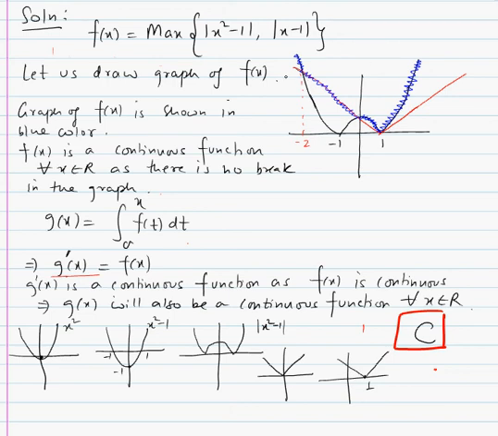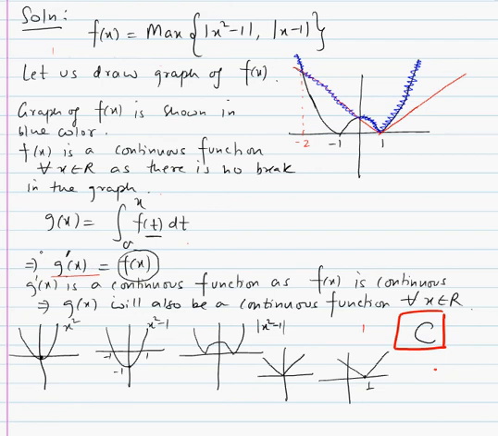Now you can see from this graph that f(x) is a continuous function, and g(x) is defined as the integral of f(x), and we have already figured out that f(x) is a continuous function. So what we do, we differentiate this to bring f(x) out of the integral. We differentiate this. Now we know f(x) is a continuous function and g'(x) = f(x).